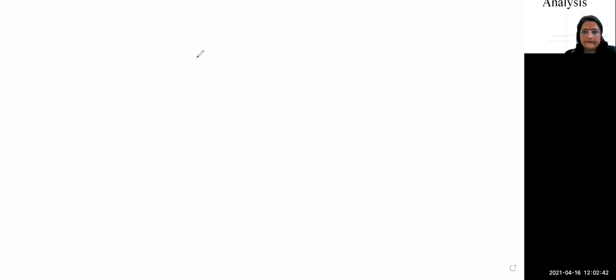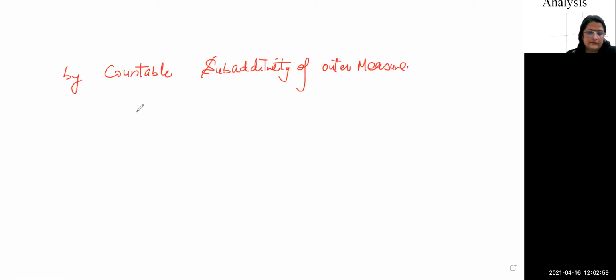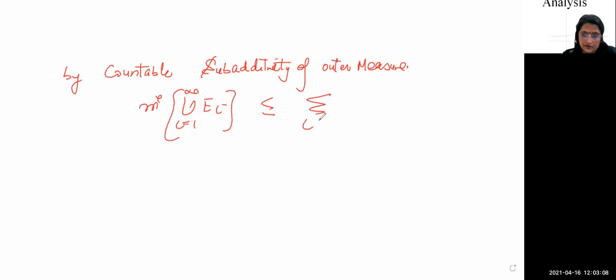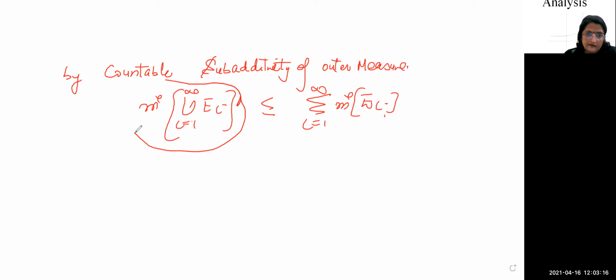Now, by countable subadditivity of outer measure, we have m star of union i running from 1 to infinity ei, this is less than or equal to summation i running from 1 to infinity m star of ei, right? And what is the value? By number 5, this is equal to m of union i running from 1 to infinity ei, right?